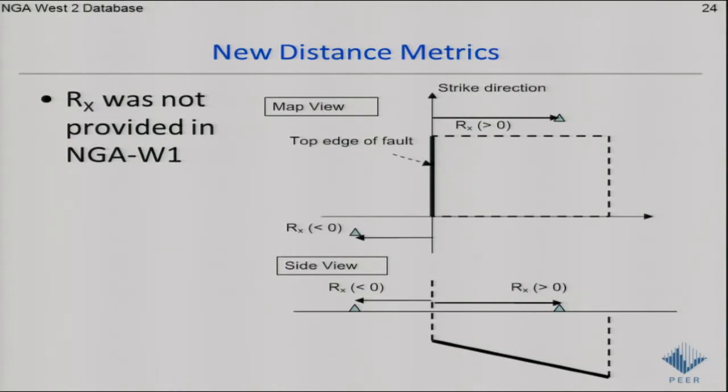In terms of new distance metrics, the NGA West 1 did not include RX. So the graphic to the right just illustrates what RX is. It's the distance perpendicular to the top of fault trace. And you have a plan view and a side view of that RX value. And it can take a positive or negative value depending on where you are relative to the fault trace, the top of rupture.